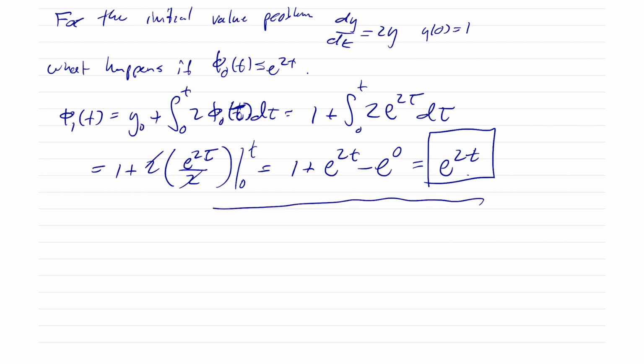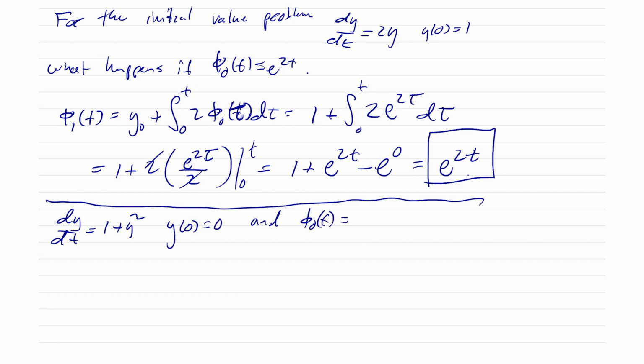A more complicated one that I was going to put on the quiz, but then I decided to make it a little bit easier. I was going to ask what would happen when you have dy dt is equal to 1 plus y squared, y of 0 is equal to 0, and let phi naught of t be tangent of t. This is a little bit more fun, but maybe not great for a quiz when it might catch you off guard. But basically you have phi 1 of t is equal to y of 0 plus the integral from 0 to t of 1 plus phi naught of tau squared d tau.